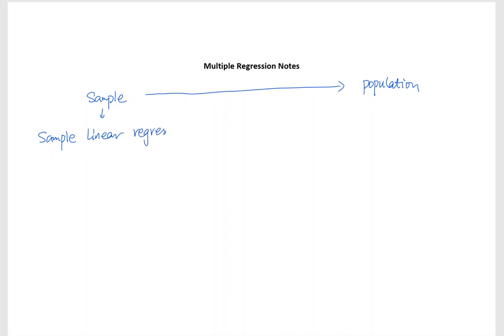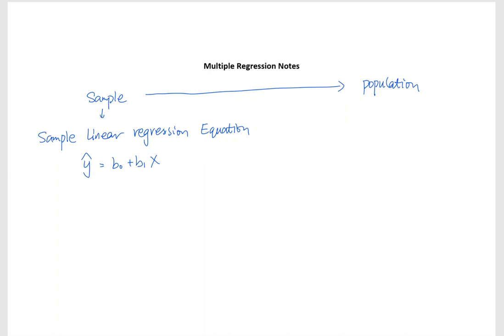Right, so we need to randomly select a sample, right? And then we want to use the sample to estimate the population. So based on the sample, we get what we call the simple linear regression equation, right, which is y hat equals b0 plus b1x.